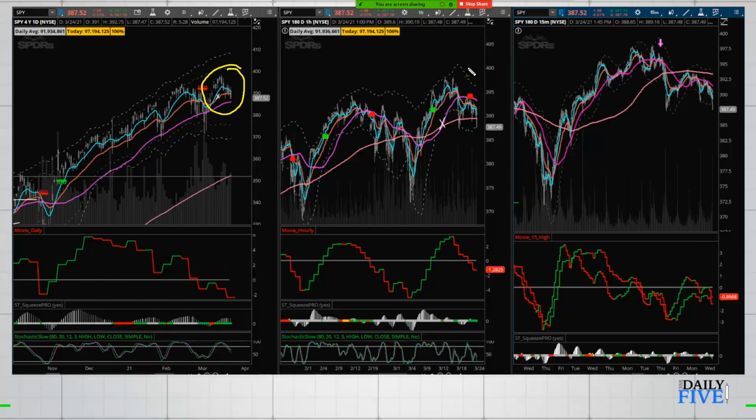And then what you can see here is if we move over to the hourly chart, so the middle one, you can see that just the other day, earlier this week, price came up and got rejected by the underside of the hourly 50 SMA at the same time that the Moxie indicator went negative and painted this Moxie price trigger to the downside. It doesn't get any more obvious than this as far as the bear side.